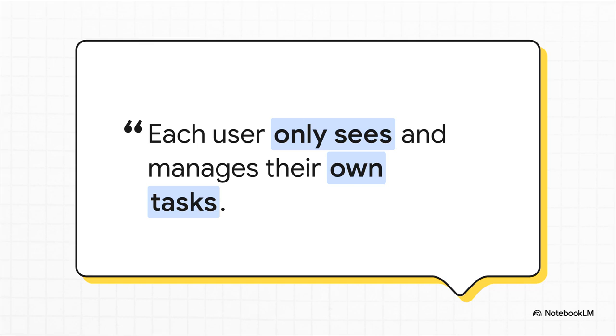And this, right here, is the golden rule. This is the whole point of that security we just talked about. It sounds simple, but it is absolutely crucial for any real app. Your to-do list is yours, and only yours. Your data is completely walled off from everybody else.